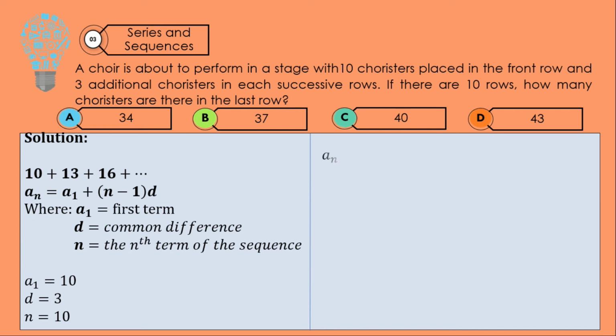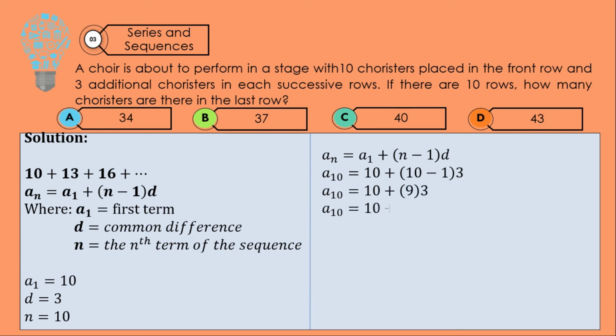Now, let's substitute the given to the formula. We'll have a sub 10 is equal to 10 plus (10 minus 1) times 3. 10 minus 1 is 9. Multiply 9 and 3, we'll have 27. Add 10 to 27, we'll have 37. So, our answer in this problem is letter B.